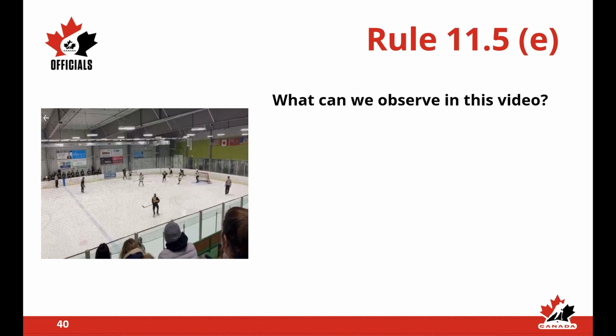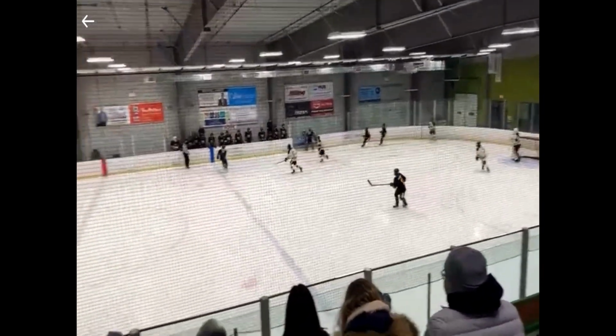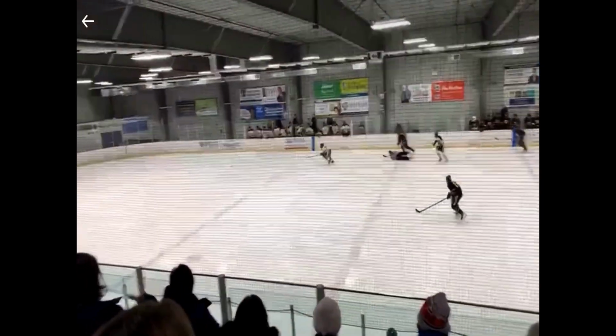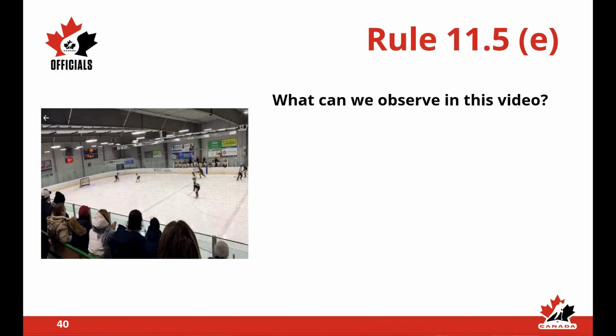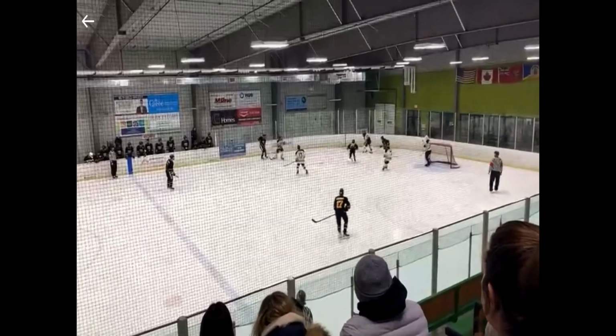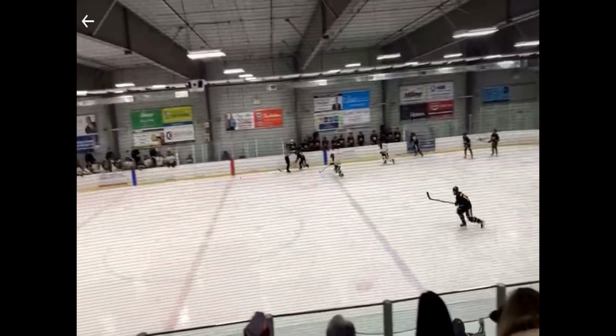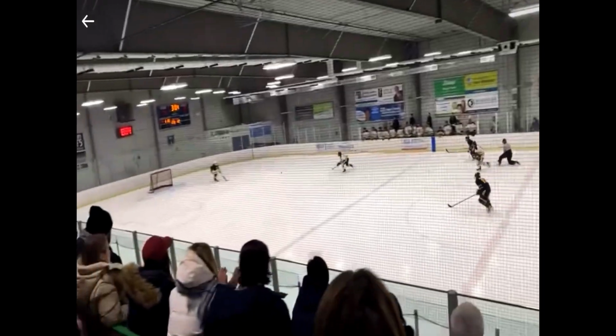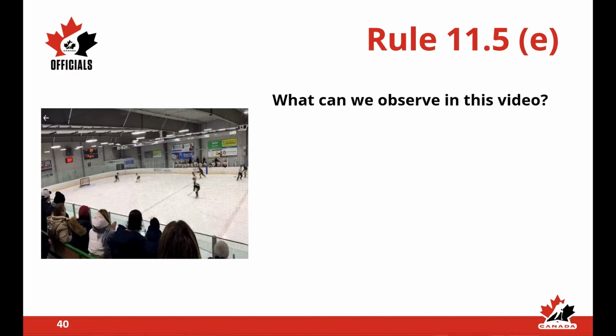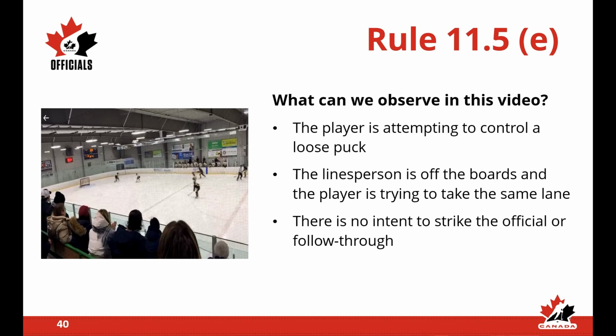The next one, you can see the linesperson got off the wall in the lane of the player going back to retrieve the puck. Player is attempting to control a loose puck. The linesperson is off the boards and the player is trying to take the same lane. There is no intent to strike the official or follow through, so we would have no penalty in this situation.